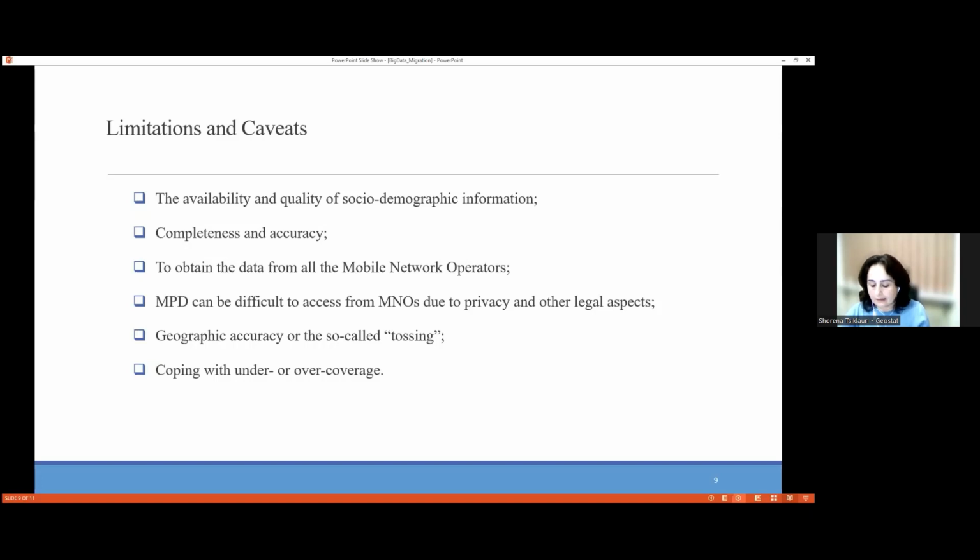There is also a discrepancy between the target population and mobile phone users. MPD captures only the subscribers, while the target population includes all the individuals who reside in the country. Certain people don't have mobile phones at all, and there are others who have multiple numbers. Additionally, there are phone numbers that are not assigned to people, but to companies or machines, etc.